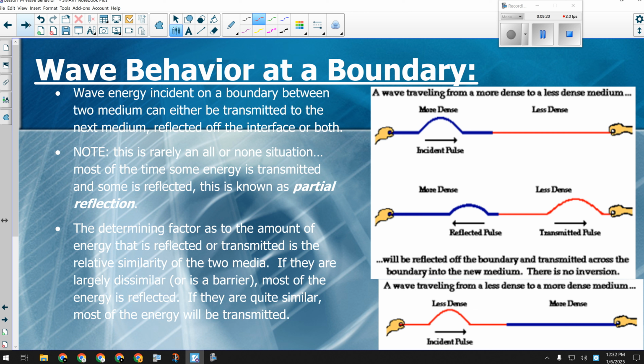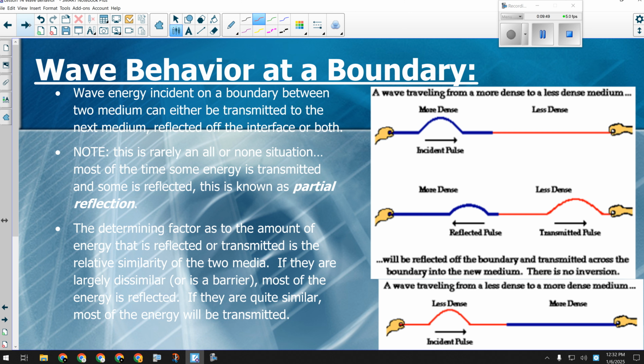All right, so wave energy that hits a boundary is going to do a couple of things. Some of it will bounce off. What do we call that? If a wave hits something and bounces off of it, we call it, starts with R? Reflection. And some of it will travel past the boundary. We call that transmission. It goes through. So part of the wave will be reflected, part of the wave will be transmitted.